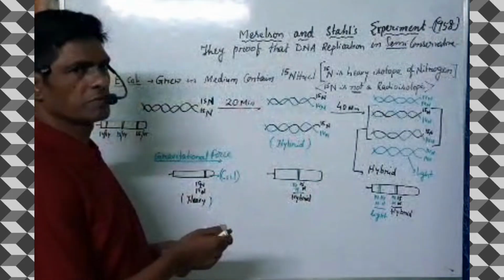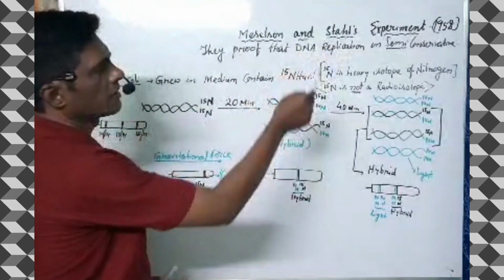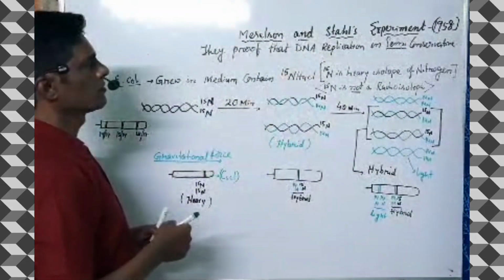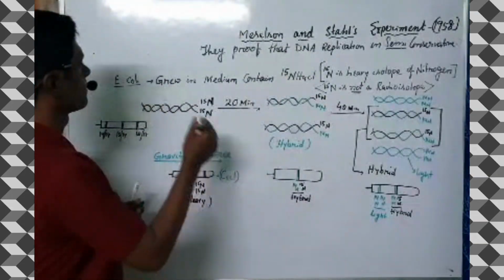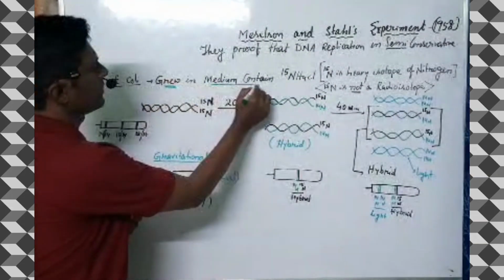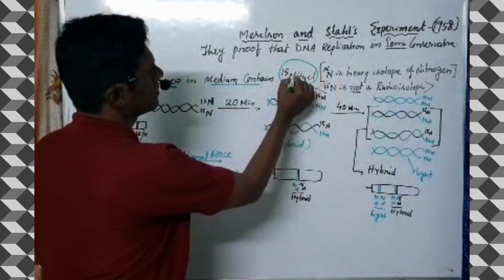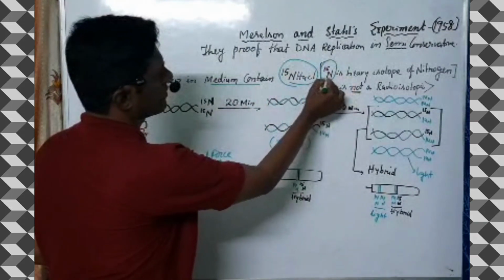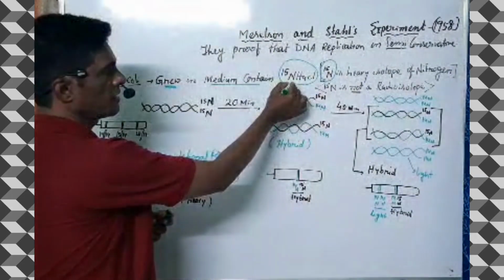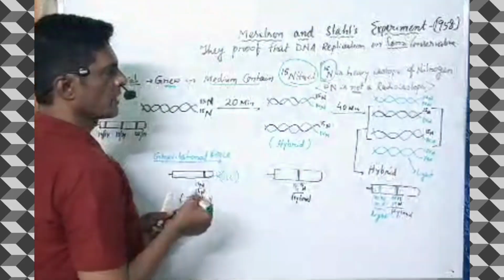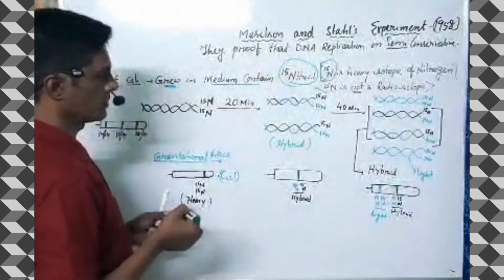See, they conducted one experiment. The scientists were Meselson and Stahl, in 1958. They took E. coli bacteria, and they grew the E. coli in a medium containing ammonium chloride. In the ammonium chloride, they used N15. What is N15? It is a heavy isotope of nitrogen. They took ammonium chloride containing the heavy isotope of nitrogen, and cultured the E. coli bacteria under this heavy isotope of nitrogen.